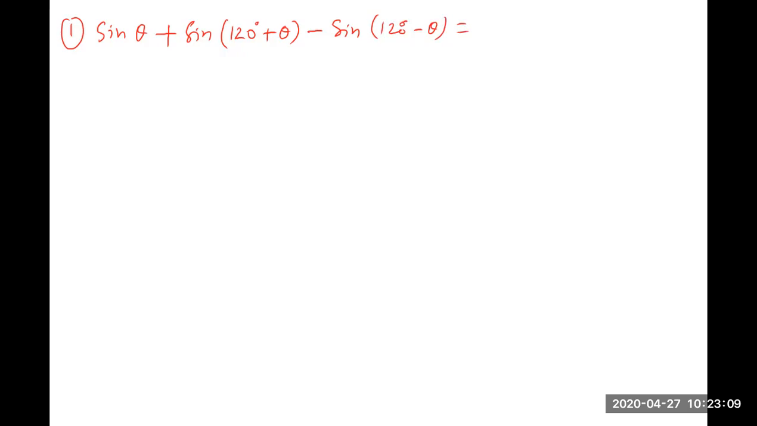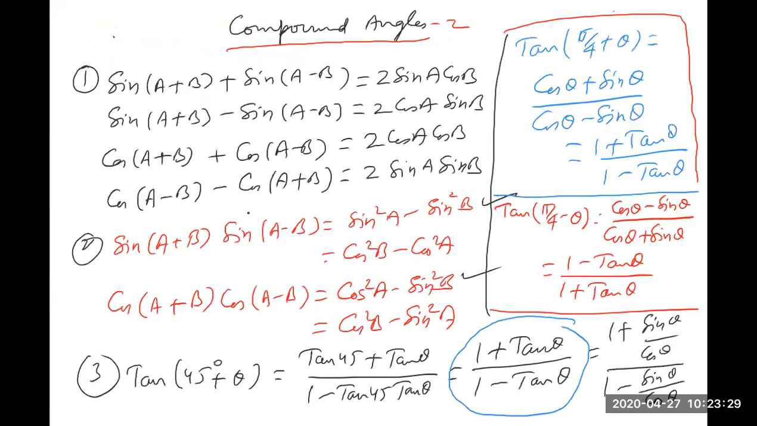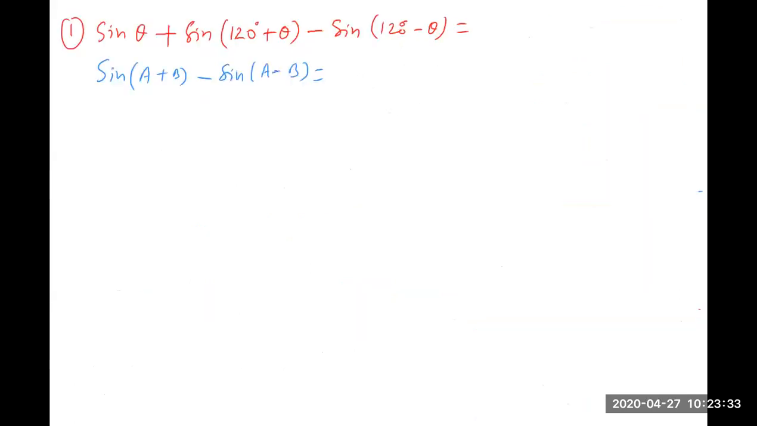So, a simple method here: you can use the sin A plus B minus sin A minus B formula. In the first page, you can see I have given the second formula: sin A plus B minus sin A minus B is 2 cos A sin B. Using this formula for this part.